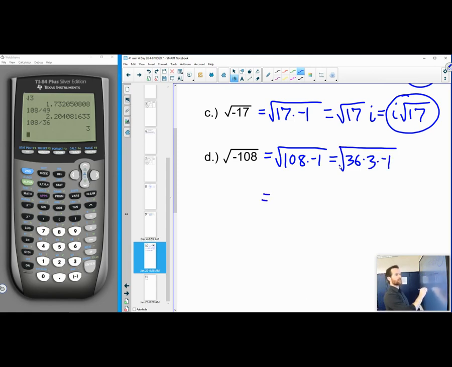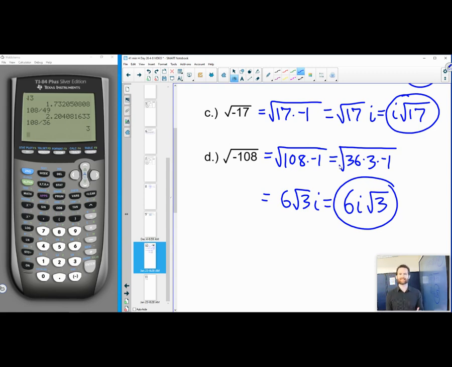Sort of running out of space, so I'll jump down here. The square root of 36, that's a perfect square. That's just 6. The 3 is still going to be inside the square root, and the square root of negative 1 is i, but I'm going to write it as 6i root 3, just so the i doesn't look like it's inside the square root, and that's our final answer.